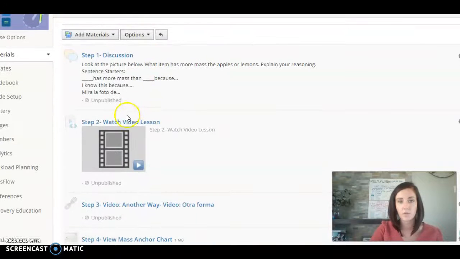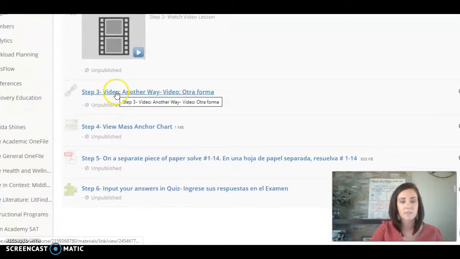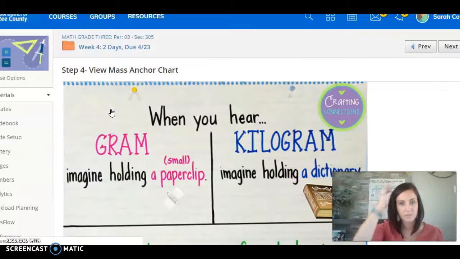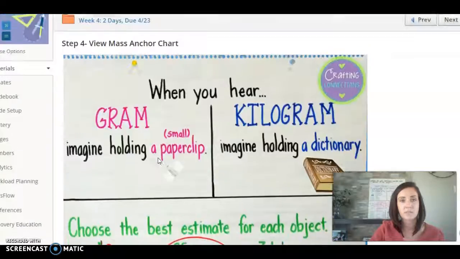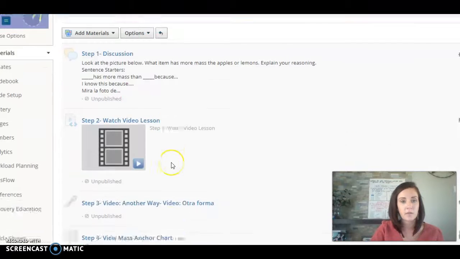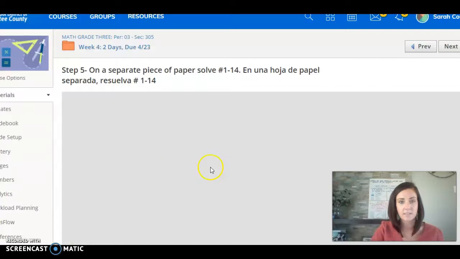Okay. So after you finish that, you then have your watch your lesson, so your lesson with me. I'm teaching into it. Then we have our Another Way, your other video in Pearson to show you how to solve those. Then you have your anchor chart, which is step 4. This is another one from what we used on the day before. Then you have your independent practice.